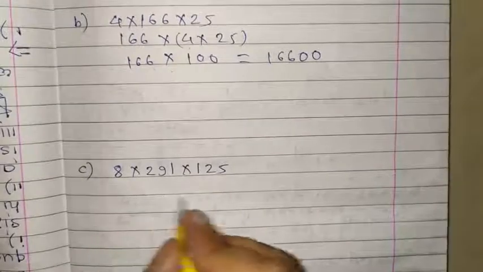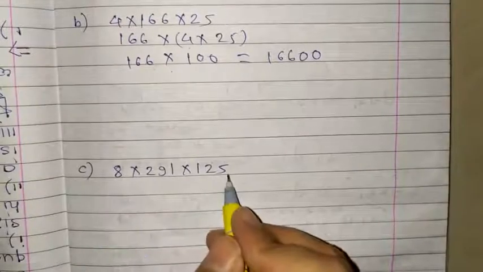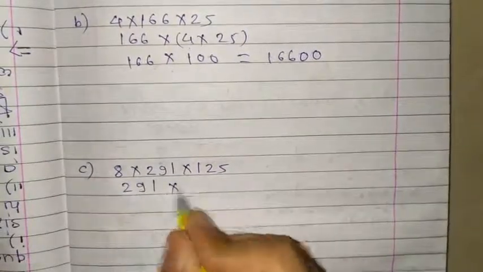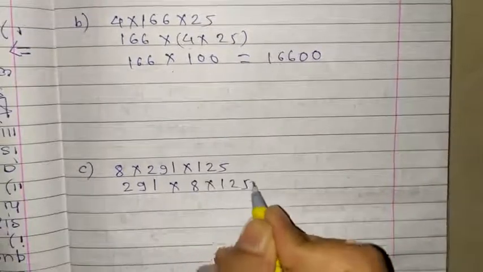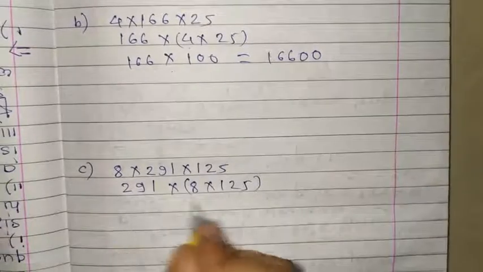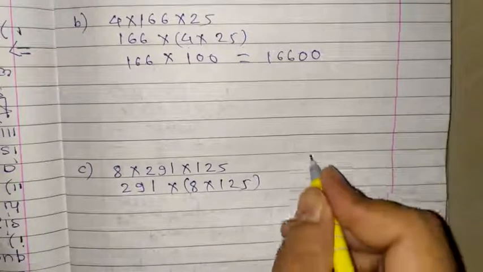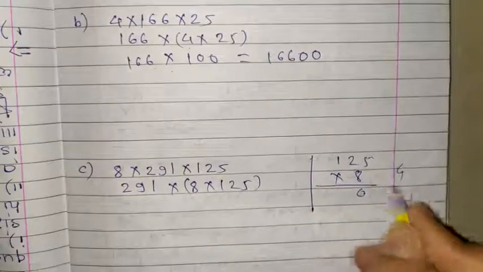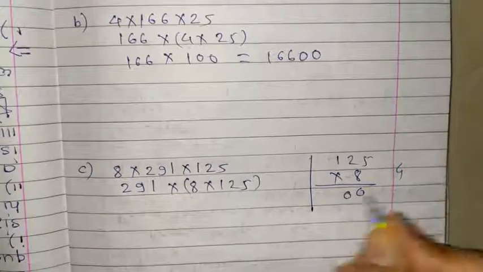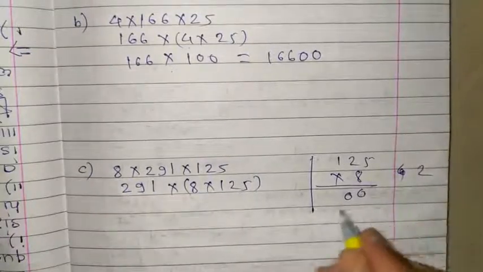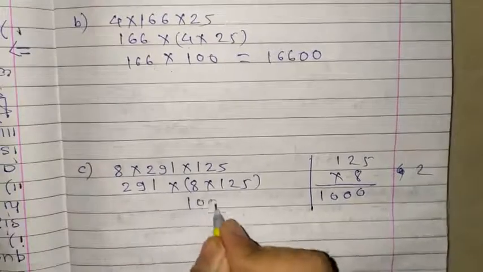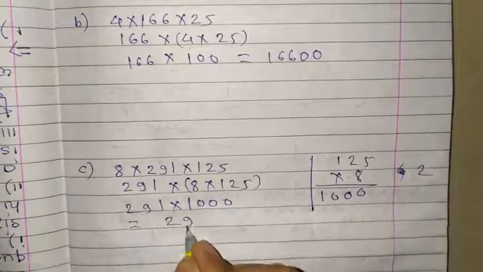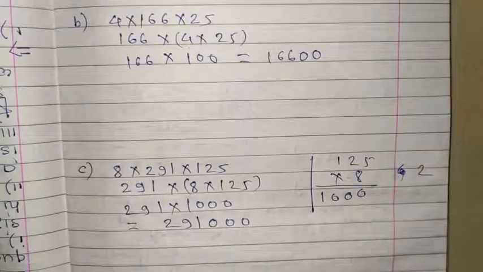Then the same technique you use in C. If you multiply 8 into 5, the last digit will be 0. So you write that 291 as it is, and these numbers you use in combination. And finally here 8 into 125, this calculation you do. 8 into 5 is 40, 8 into 2 is 16, 16 plus 4 is 20, 2 carry, 8 into 1 is 8 plus 2 is 10. So it is 1000 into 291. So finally you write 000 as it is. So this is our answer.